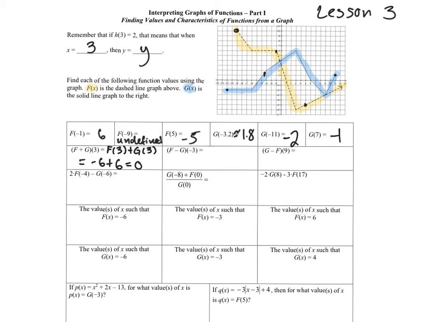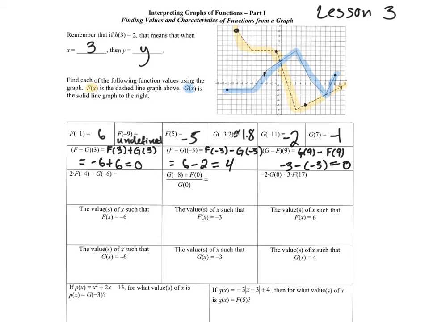Same thing for the next one. We have f at -3 minus g at -3. The function of f at -3 is 6, and g when x is -3 is 2, so 6 minus 2 is 4. The next one, we have g of 9 minus f of 9, and it's -3 minus -3, so that gives us 0.